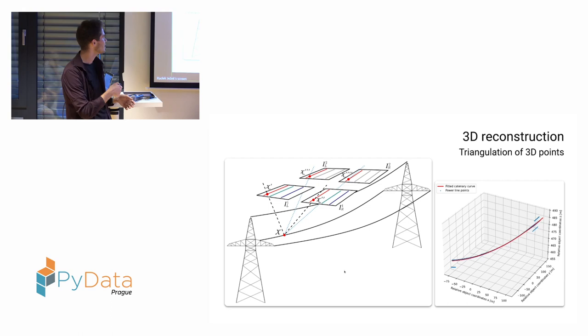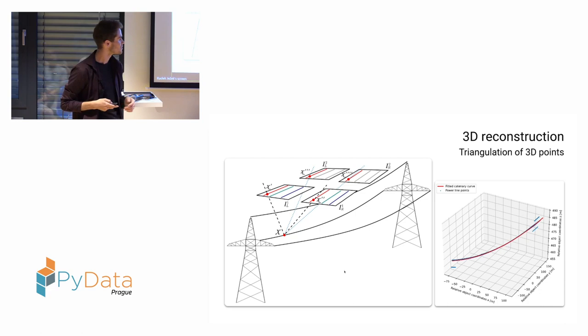But sometimes, around the towers, it gets a bit complicated, so you need to work around it. You can take the point that you just reconstructed and project it to the next image and see, oh yeah, this is the red power line, because you don't know yet.